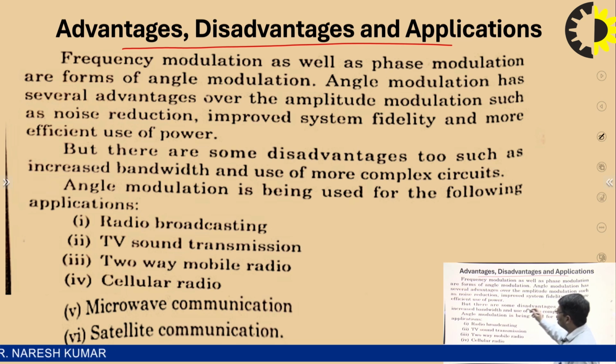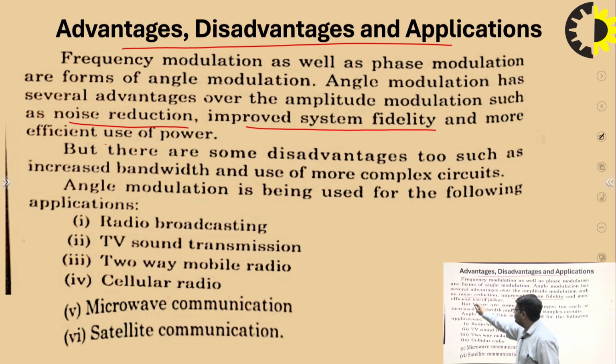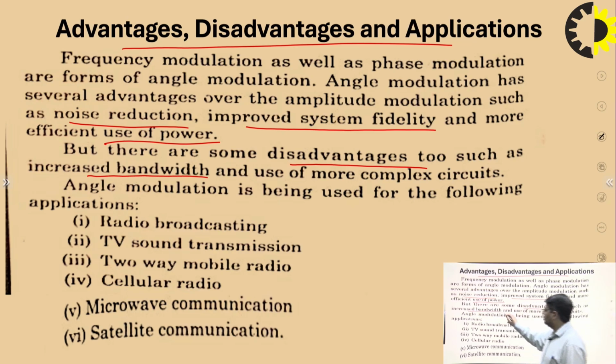the angle modulation are reduction in the noise, improved system fidelity, and more efficient use of power. So these are the three advantages that we get using angle modulation over amplitude modulation. In a similar way, there are some disadvantages also, such as increased bandwidth. For example, the bandwidth of FM is more as compared to AM.